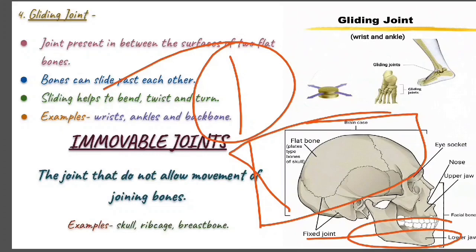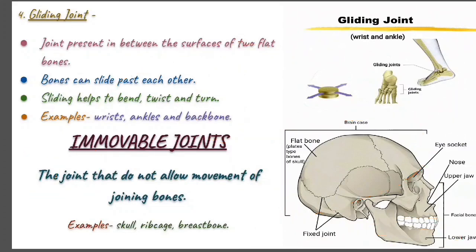This is the joint which doesn't allow movement. Here you can see that this is a joint. These are all joints, but they are not movable. Your skull will be in the same shape as when you were born. Whatever shape your skull has, it will be in the same shape throughout your life, and it will not move anywhere. This is called your immovable joint.